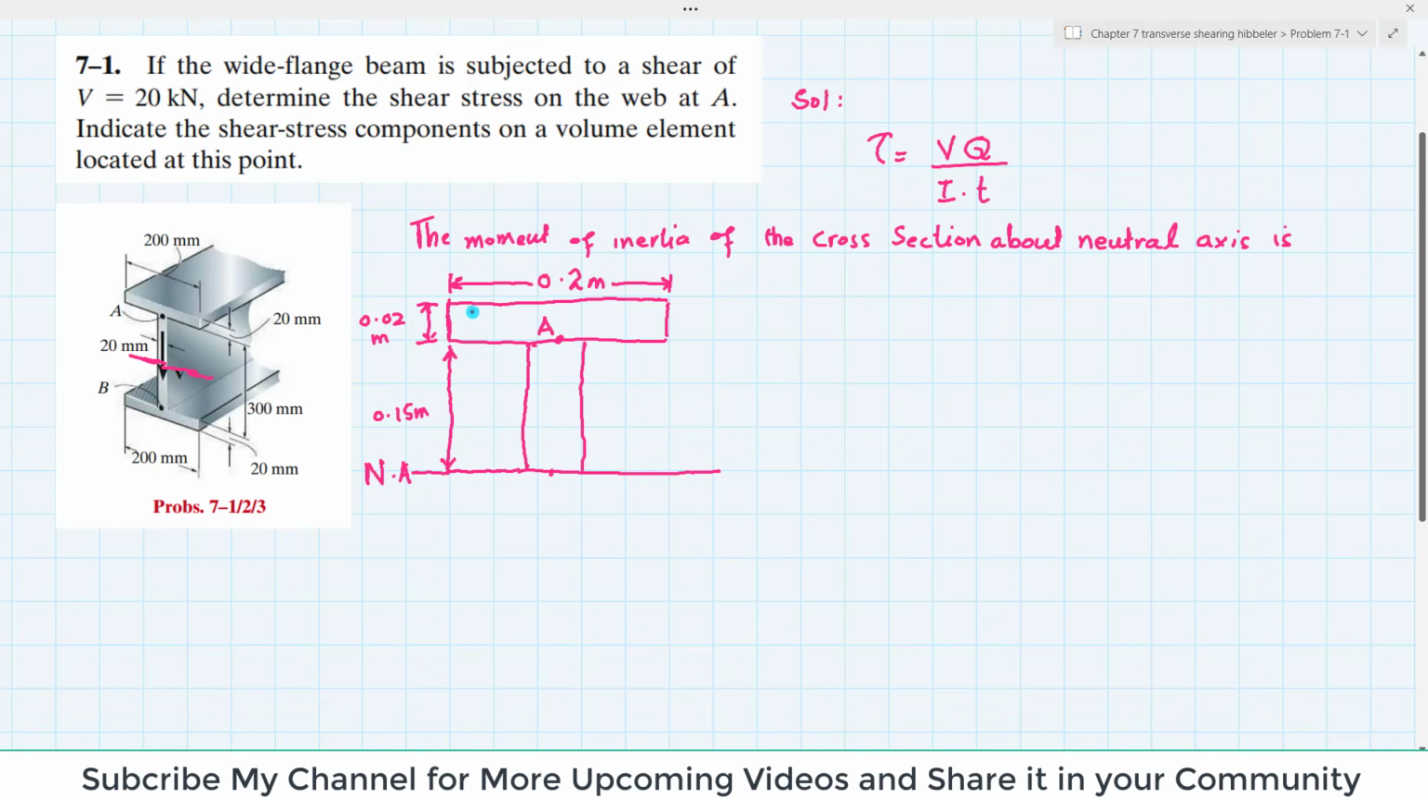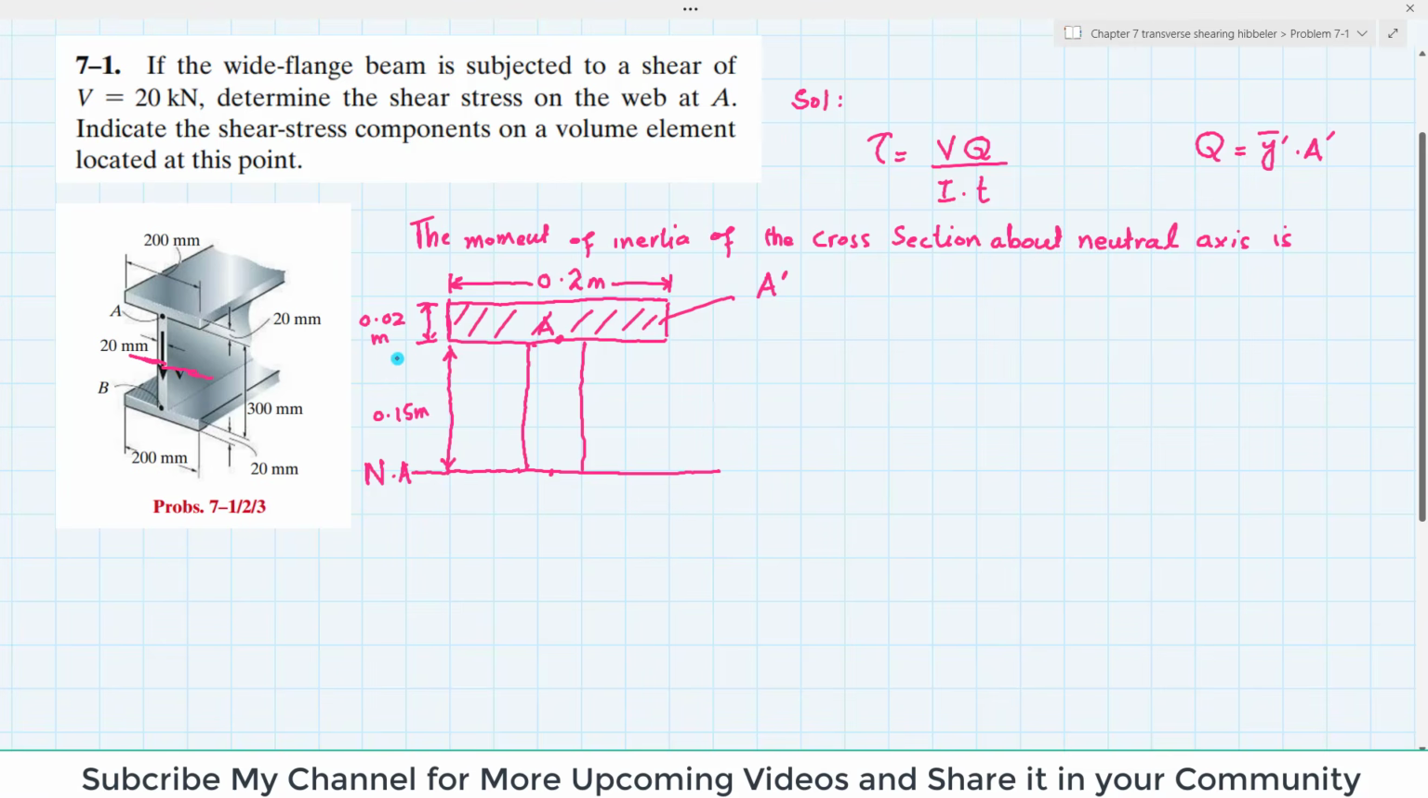So again you can see this area will be equal to A dash. This will be A dash. Why? Because you will find Q, and Q is equal to y dash bar into A dash. I will show you in a while.